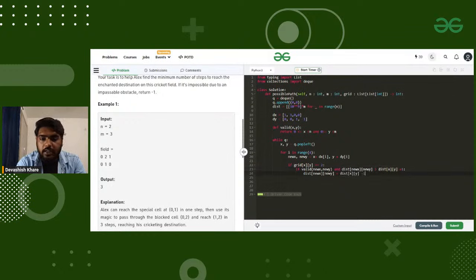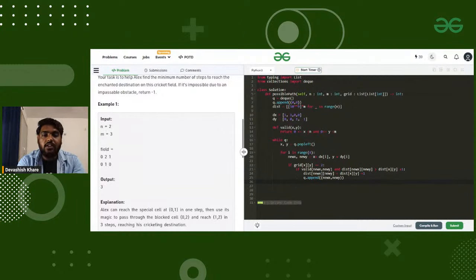We have seen the illustration of everything. Now, once this is done, we do have to append this neighbor so that we know that it is actually traveled. So we are going to append that inside our queue. And it is going to be new x comma new y. Fine, that is done.